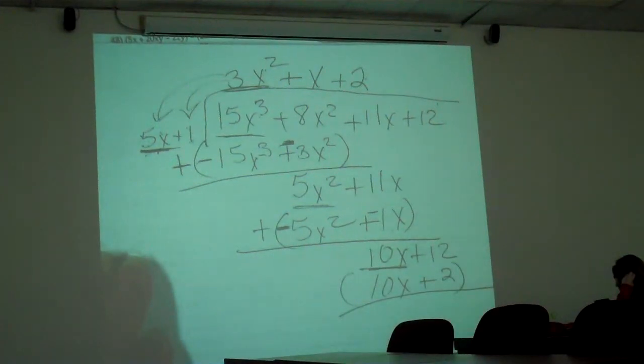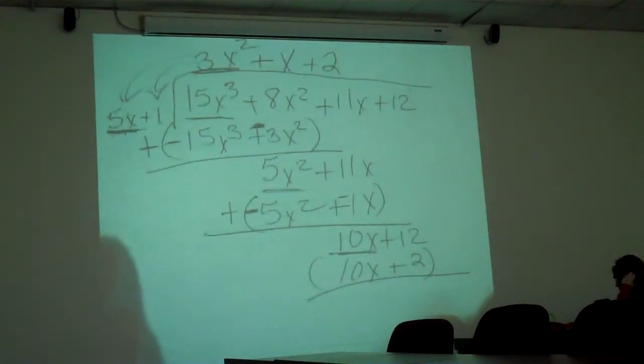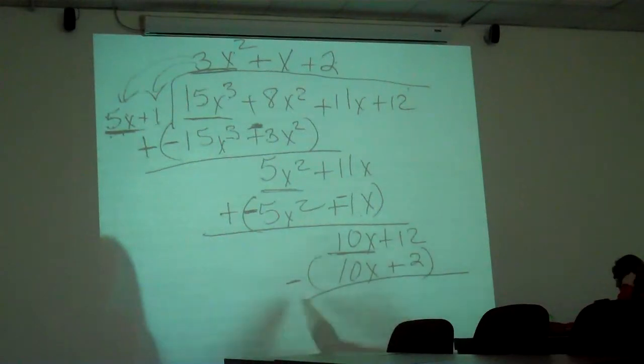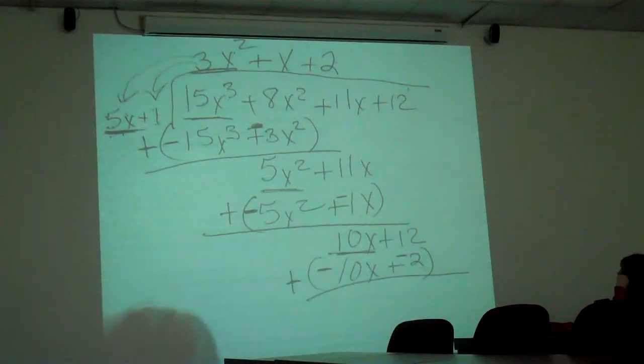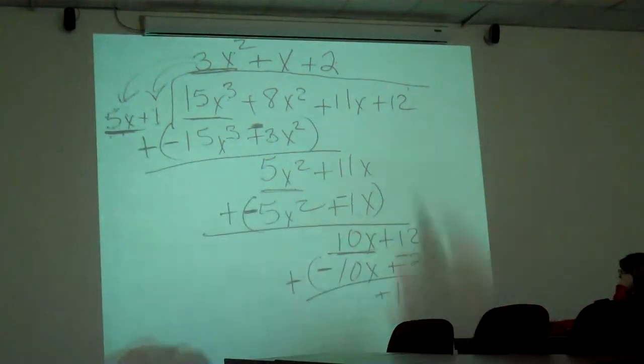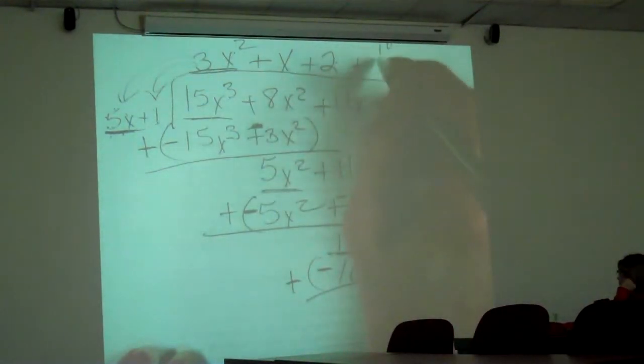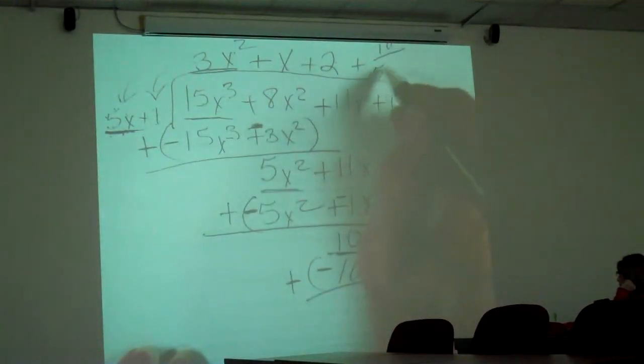Okay, we're subtracting. We move it up just a little bit. Okay, subtracting. So add the opposite and opposite. So positive 12, negative 2 gives you a positive 10. What do you do with the remainder? You put it over that, right? So plus 10 over 5x plus 1.